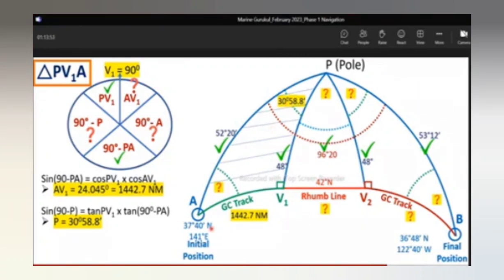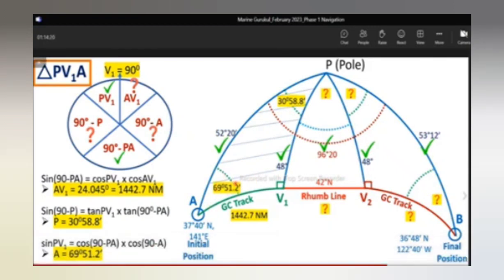However, since it's not required, we are skipping it, and we write the formula again. Obviously this time we want to calculate angle A. So sine of the middle part is equal to the product of the cosines of the opposite. When we put these values, we get angle A as 69 degrees 51.2 minutes. This value we transfer to the diagram here.